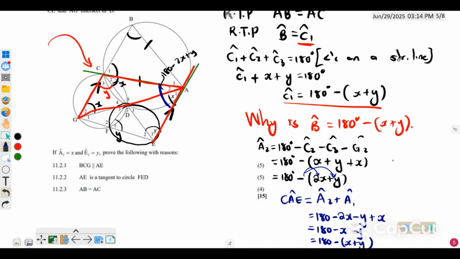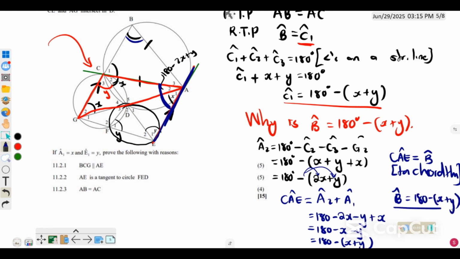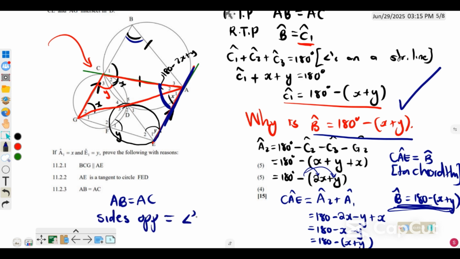Then we can say the angle CAE is equal to the angle B. What was the reason? This was the Tan-Cot theorem. This tangent right here gives us that condition. So we have CAE, which we just calculated, so angle B is equal to 180 degrees minus (X plus Y). Was that what we are trying to prove? Yes, it is. So we have successfully proven that AB is equal to AC. Why is AB equal to AC? Those are sides opposite equal angles. Ta-da!